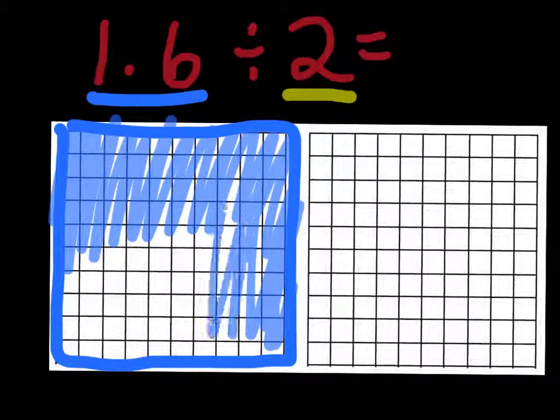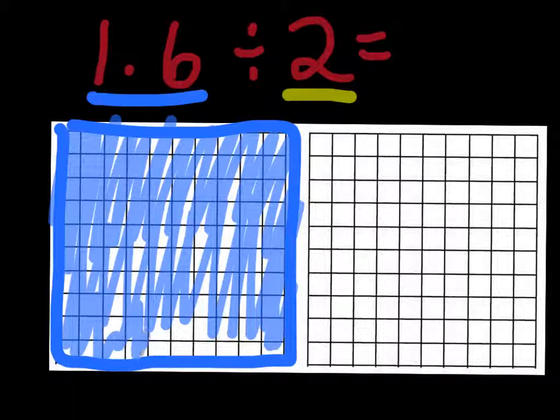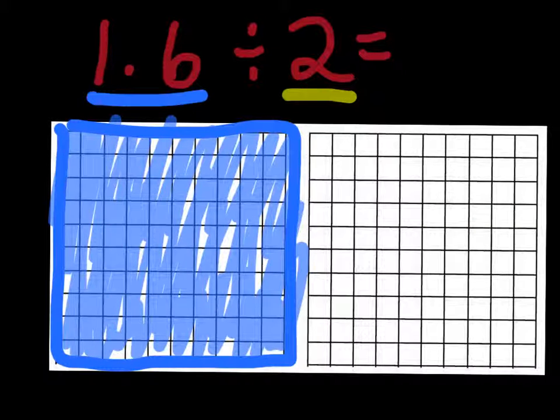And like I said before, I'm not using my neatest coloring. But you get the idea. So I've got one whole, and then I need 6/10 over here. So 1, 2, 3, 4, 5, and 6. All of these need to be shaded in as well.